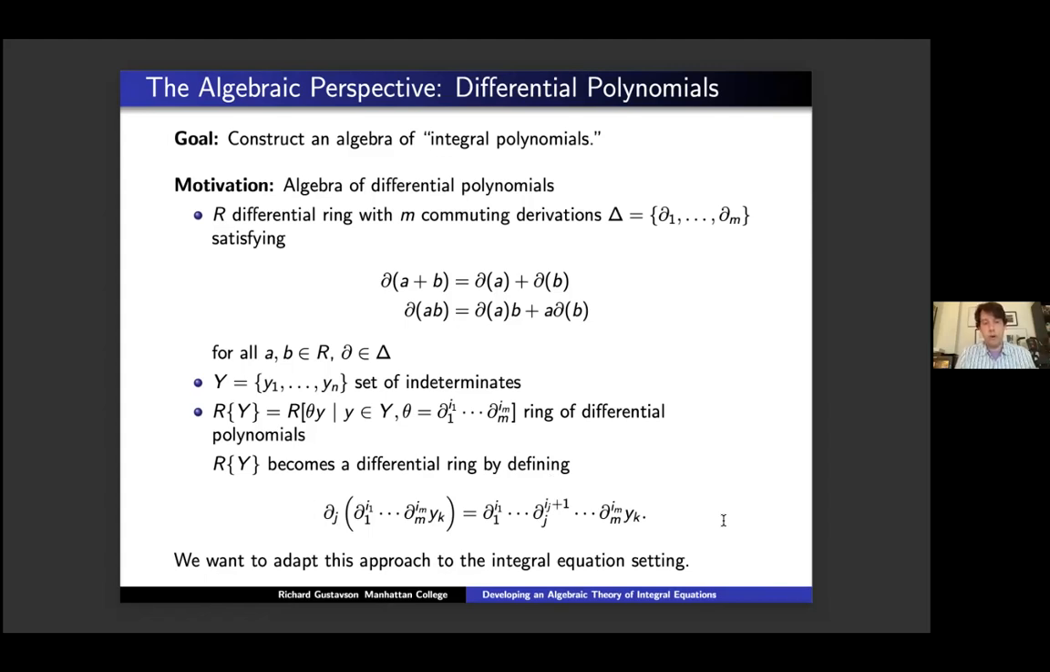Because there's a standard procedure for considering differential rings and looking at these polynomials, instead of looking at a differential equation, we can look at the differential polynomial, and by looking at the algebraic properties of that polynomial, we can get results about the original equation. And so we'd like to do something similar for integral equations.